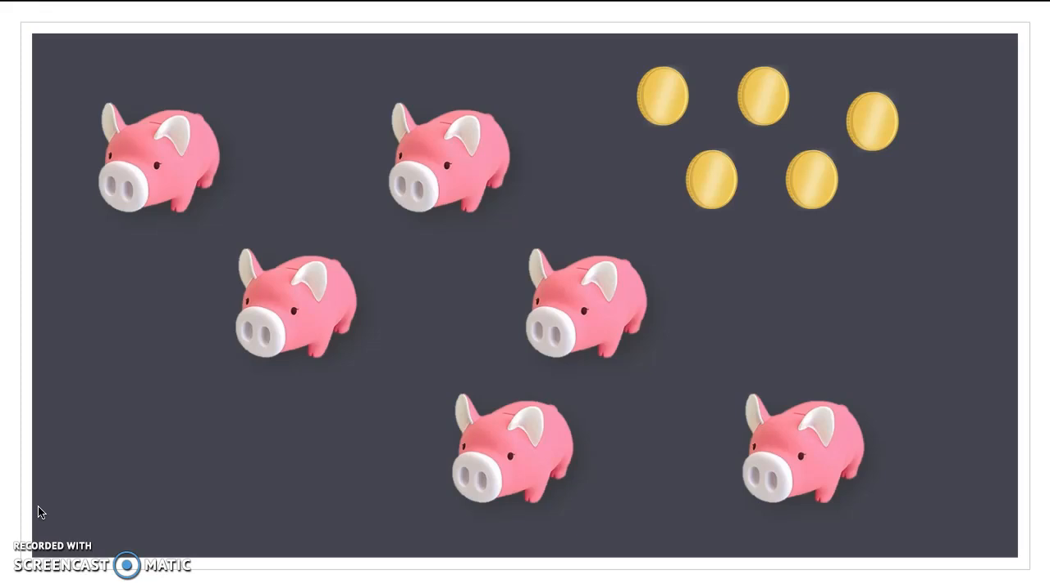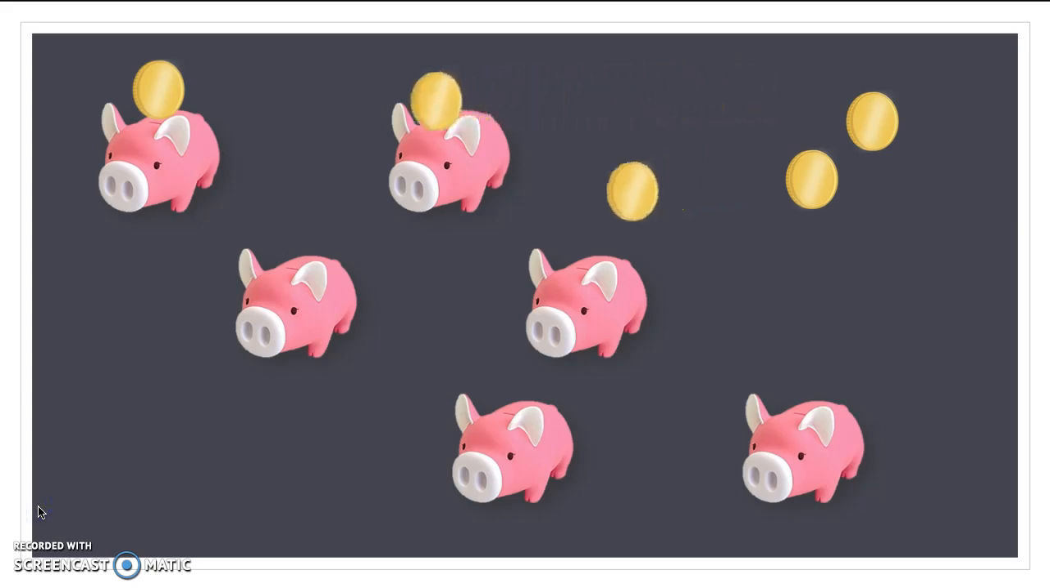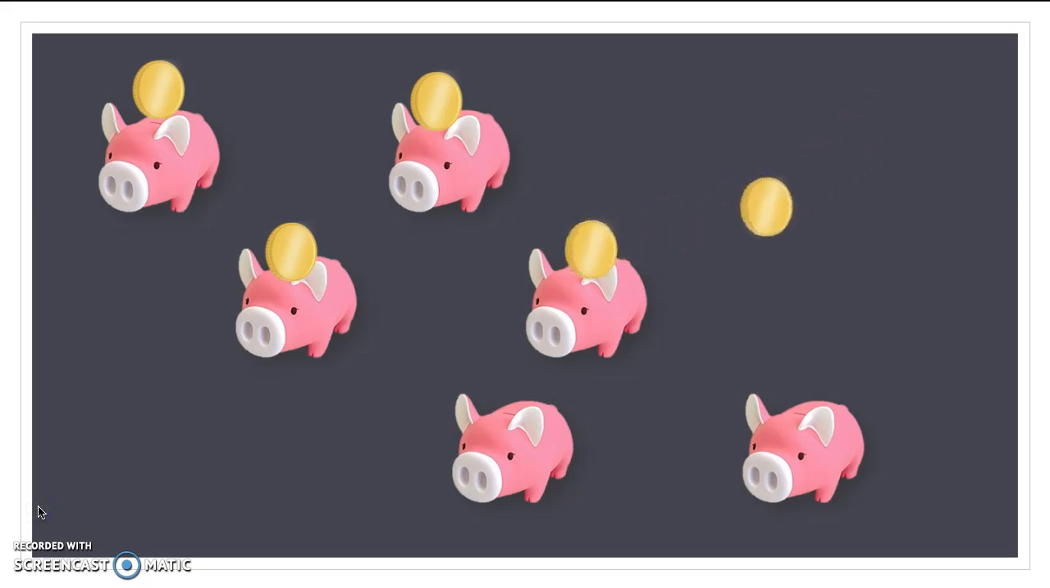Now, when I compare something, I want to see how they're the same. So what I'm going to do is I'm going to go ahead and pass out all of the coins and see if I have the same amount. Here we go. You get one, and you. I have 2 coins so far, 2 banks. 3 coins, 3 banks. 4 coins, 4 banks, and oh no!